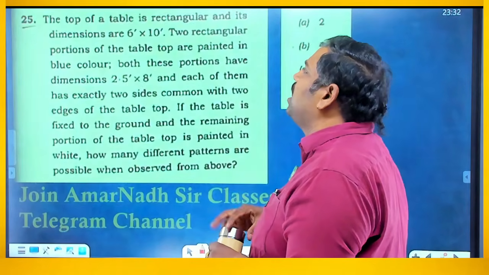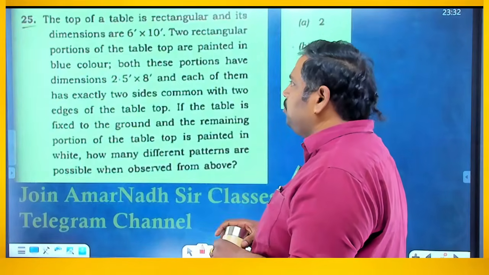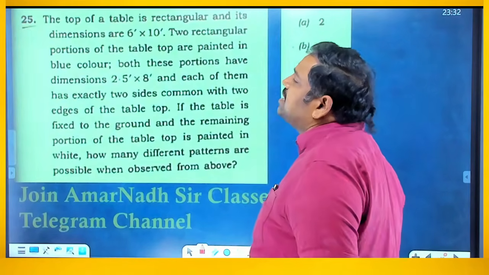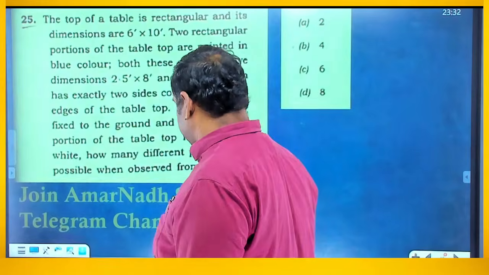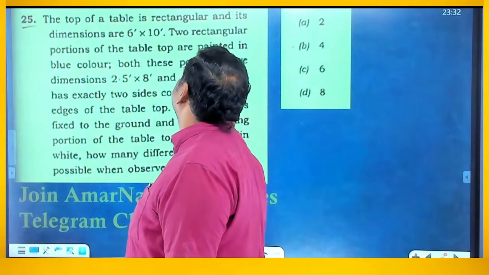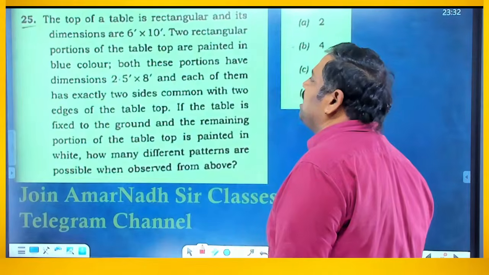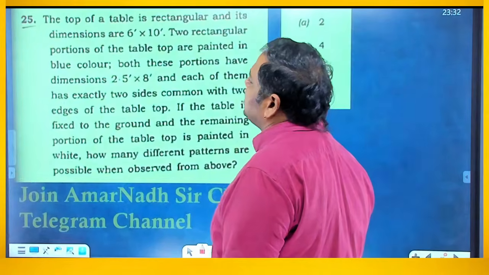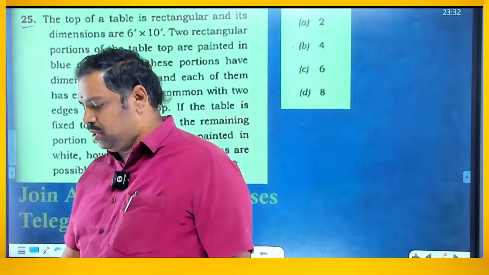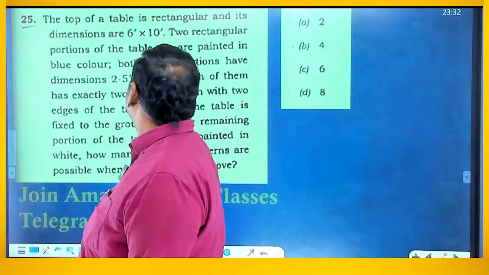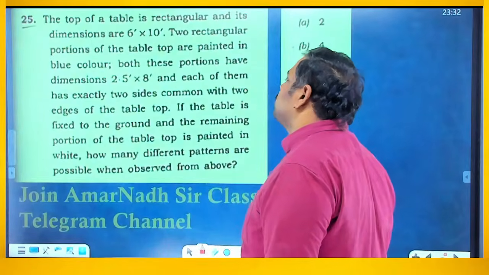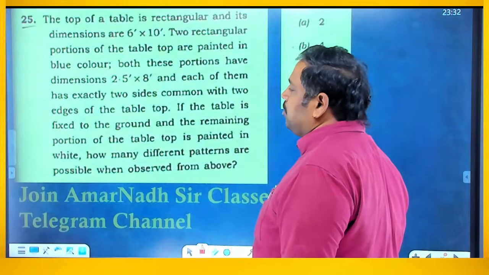The top of a table is rectangular and its dimensions are 6 by 10. That means 6 feet by 10 feet. Two rectangular portions of the tabletop are painted in blue color. Both these portions have dimensions 2.5 by 8, that is 2.5 feet by 8 feet. And each of them has exactly two sides common with two edges of the tabletop.